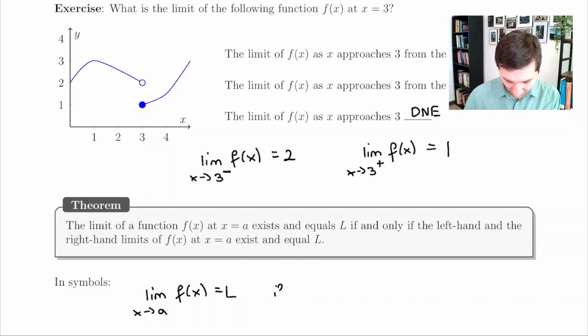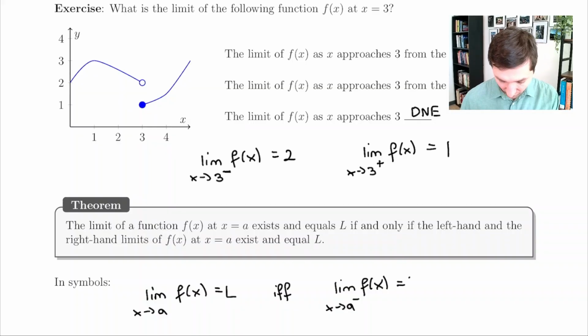That happens if and only if, I'm using a shorthand for if and only if, IFF, the limit of the function as x approaches a from the left is also L, and the limit of this function as x approaches a from the right is also L.